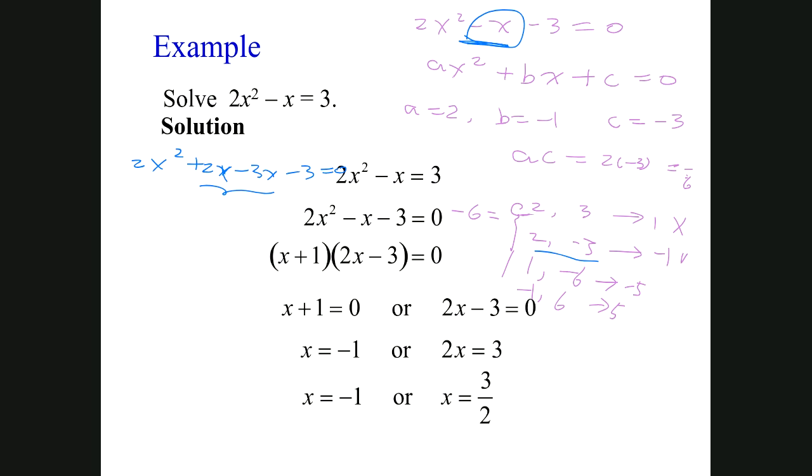Now I'm going to group two and two together. So that's also called the grouping method. The AC method is also called the grouping method. I'm going to group these two together here. I have 2x squared plus 2x. Then I group these two together and put a negative outside, so this one will be minus 3x plus 3 equal to 0.